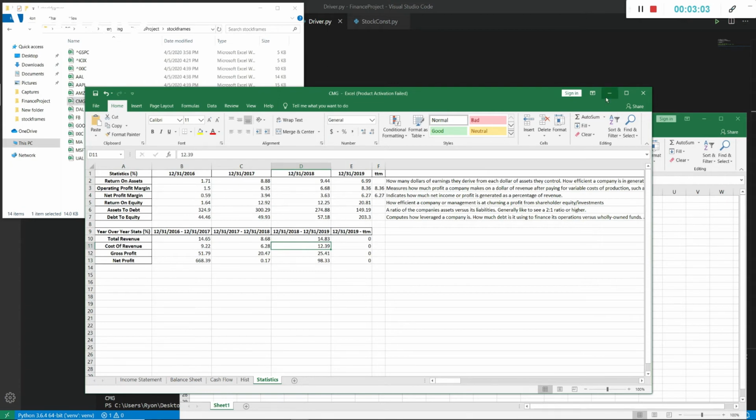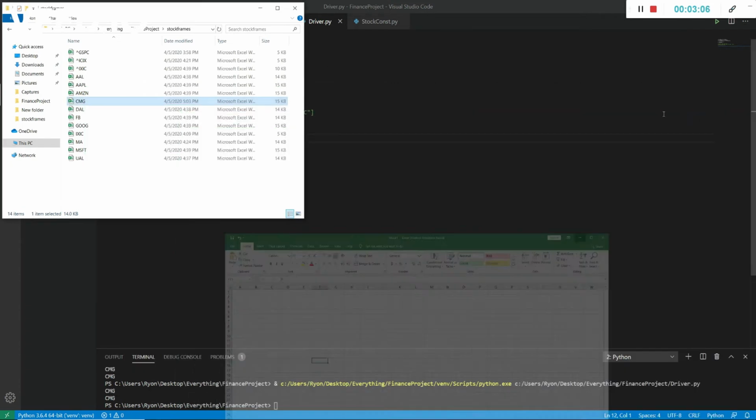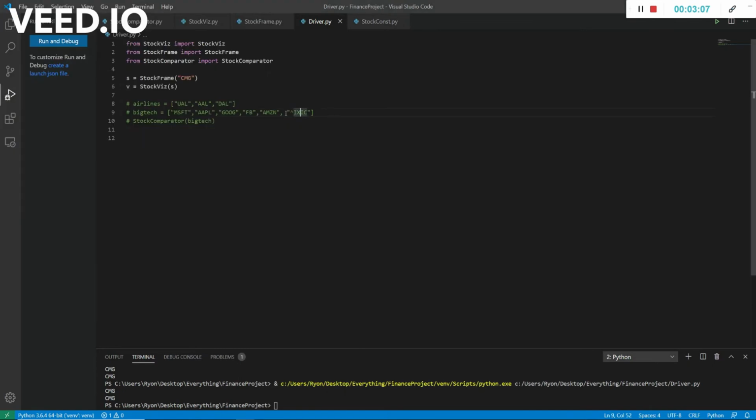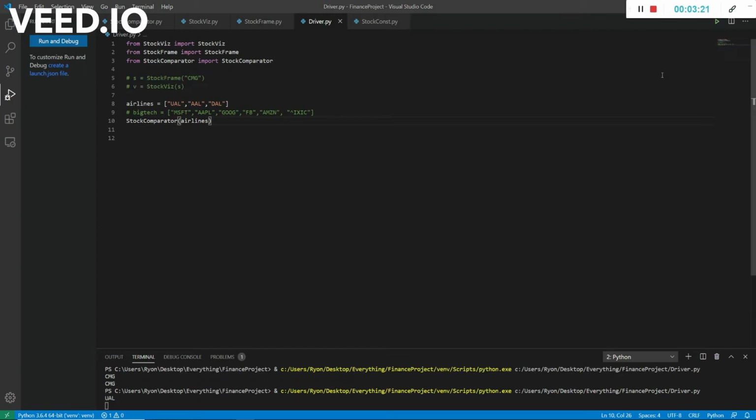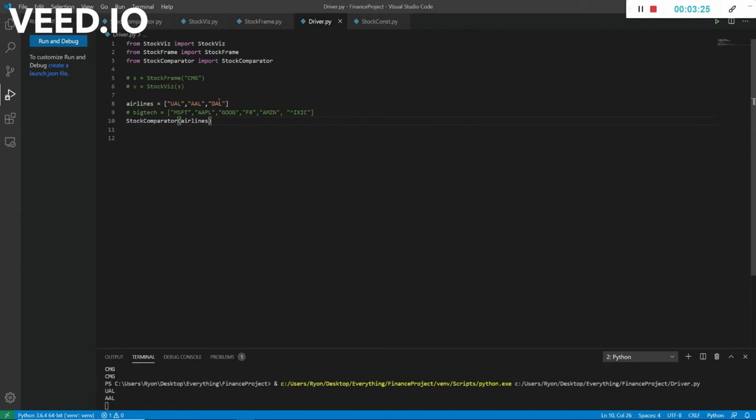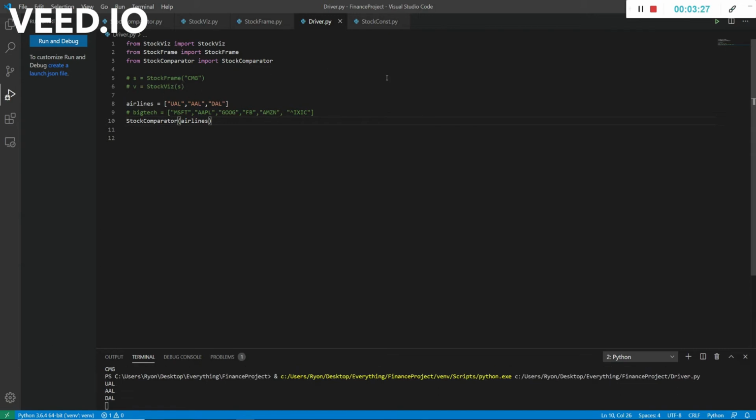Now I want to run another example here. Let's say you were interested in the airline industry, and imagine you wanted to invest in an airline company, but you're wondering, okay, how have these airlines been performing over the years? So we're going to look at United, American Airlines, and Delta, and we'll see how they performed.